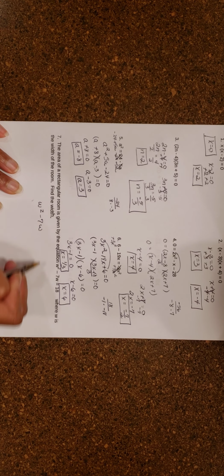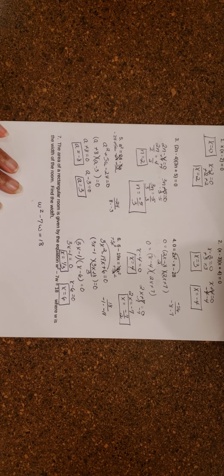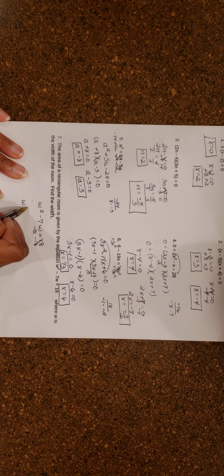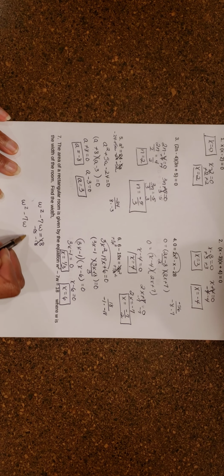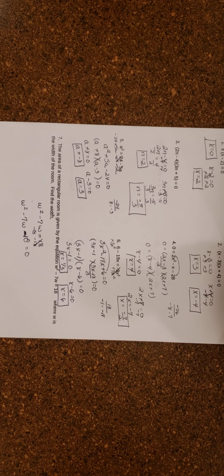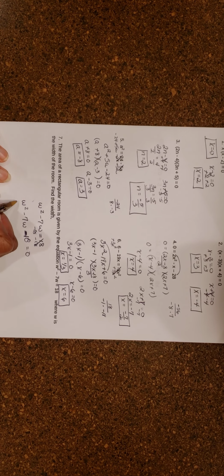So in order for me to work this problem, I first must rewrite it the way it is, make it equal 0. In order for me to make that equal 0, I'm going to subtract 18 on both sides. W squared minus 7W minus 18 equals 0. Now I can factor this trinomial.